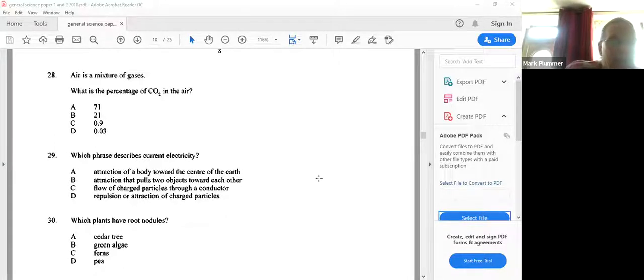Okay. Now, which plants have root nodules? Well, I grow them. We're growing some of them in our garden here in Wales. So which plants have root nodules? The answer to that one straight away from it is D.